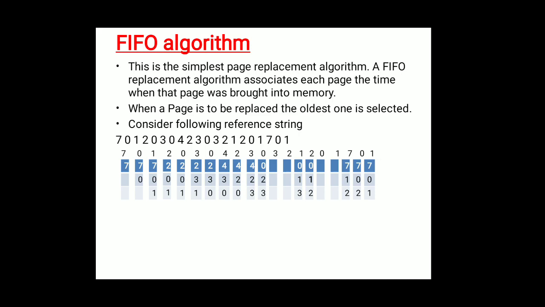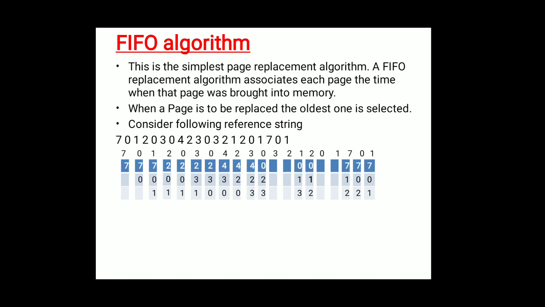Next the reference string is 3. So similarly 4 2 0 is already filled. Now there is no place for the 3 to sit, so we are going to replace 0 with 3, that is 4 2 3, and this will be marked as a page fault.